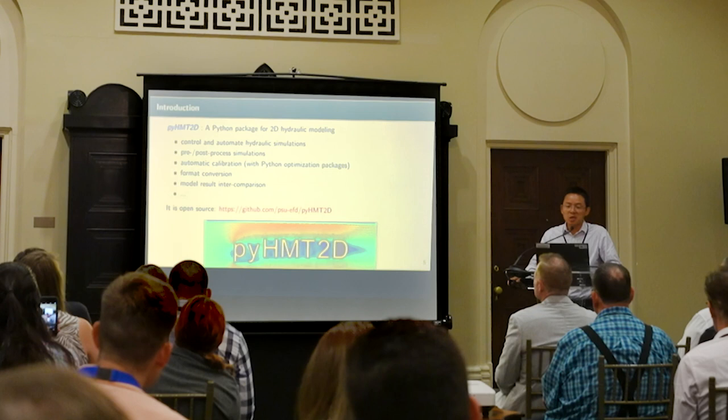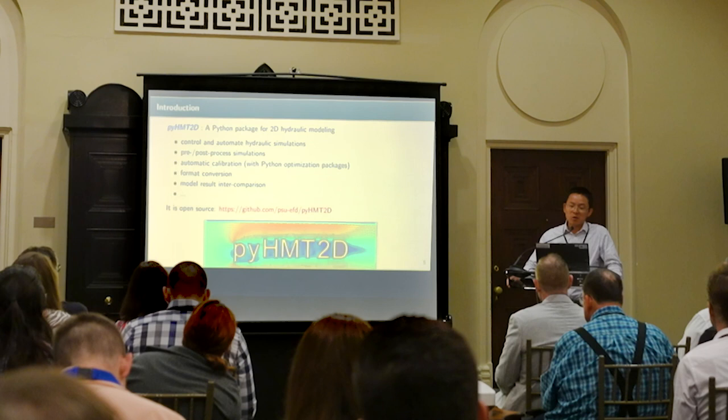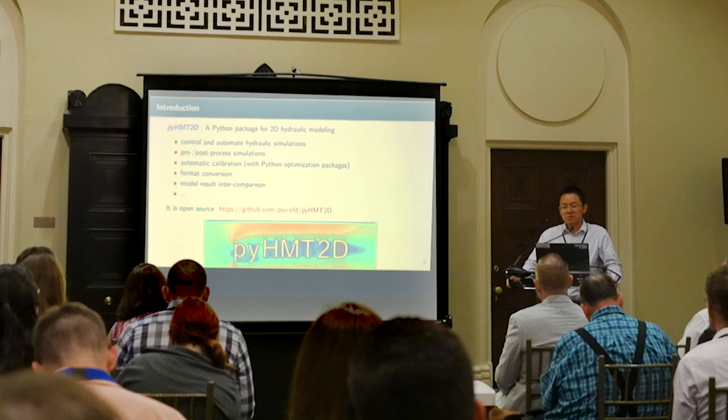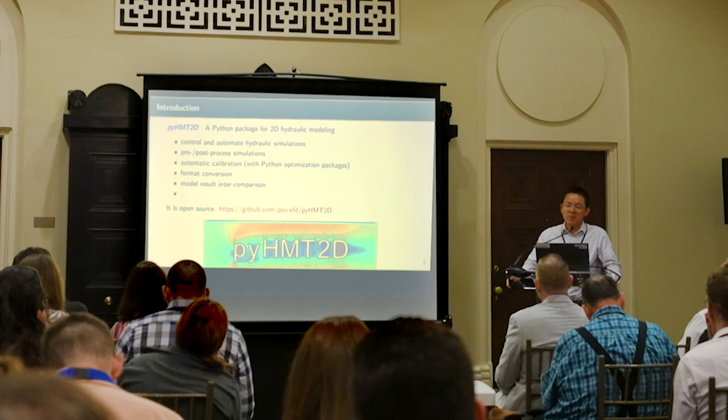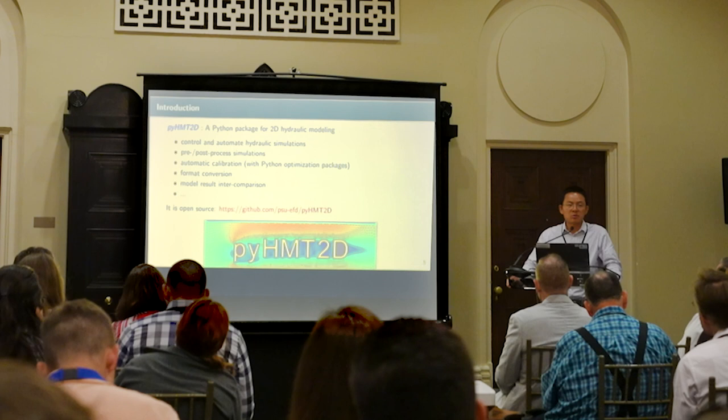Of course, you can use it to control HEC-RAS 1D, for example, right? So like I said, the purpose of this package is to control and automate the hydraulic simulations, and to do pre-processing, post-processing, and automatic calibration using the Python optimization packages. There are many, many powerful optimization packages in Python. It's mainly because of the AI machine learning community. You know, they need to do a lot of optimizations to use the big data.